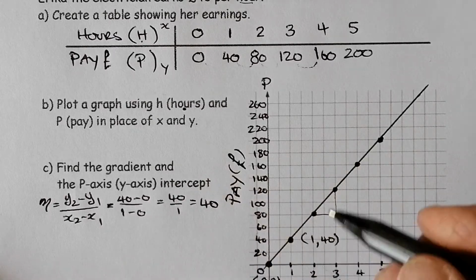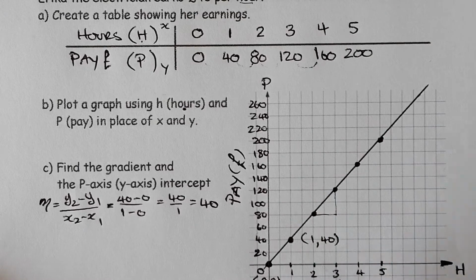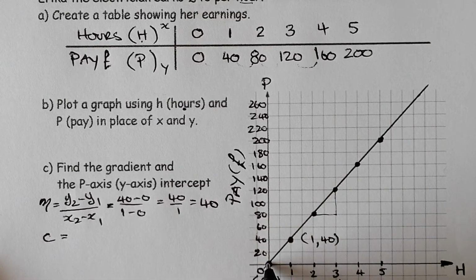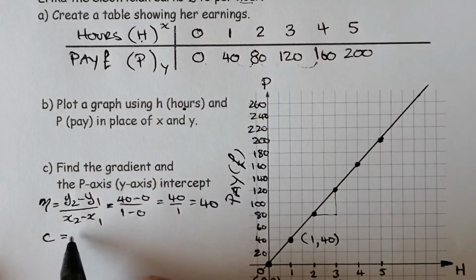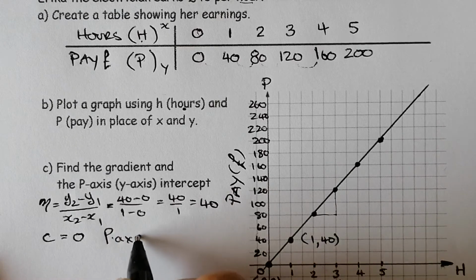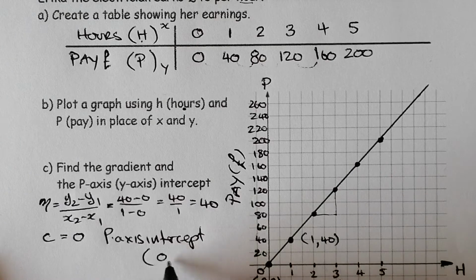I'm going to look at the axis intercept, so it's the p-axis intercept. I'm just going to call the value c still. So c is going to be equal to, where it cuts through is 0. So 0, 0 is going to be the point. So the p-axis intercept is going to be 0, 0. So that's me done that.